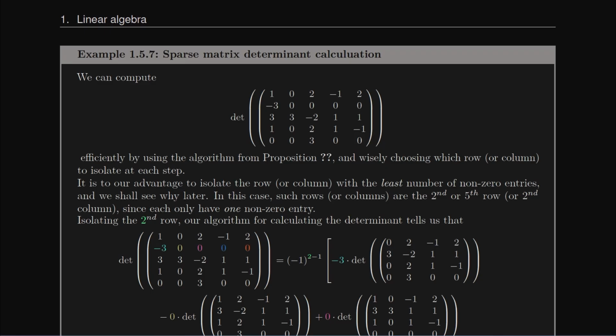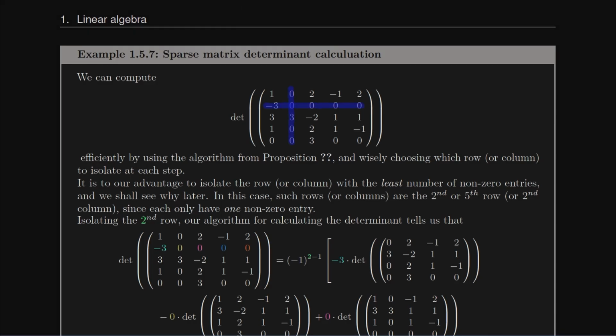So that's our example here. We've got a 5 by 5 matrix that we're going to calculate the determinant for, by isolating a single row and then using this idea of submatrices. Now, which row do we actually want to select? We want to be clever in the row we select, because it turns out we could select a row or a column.